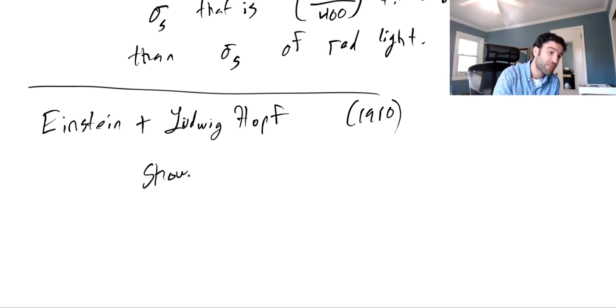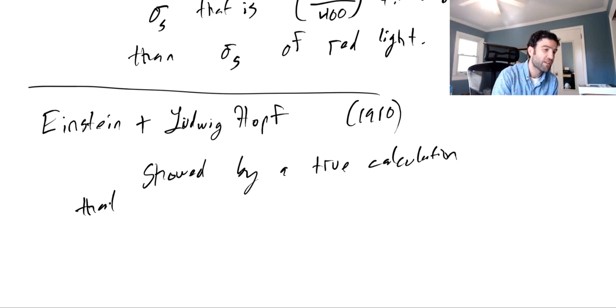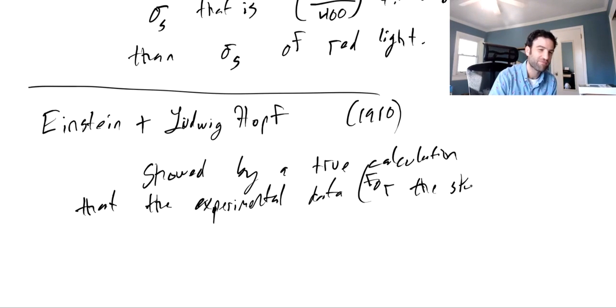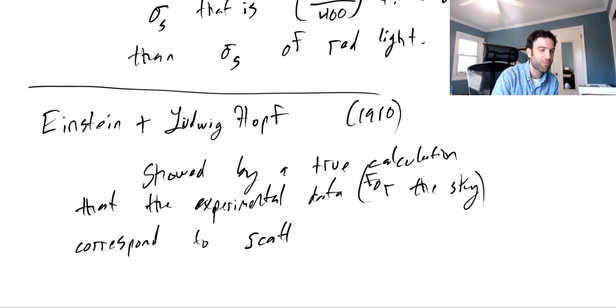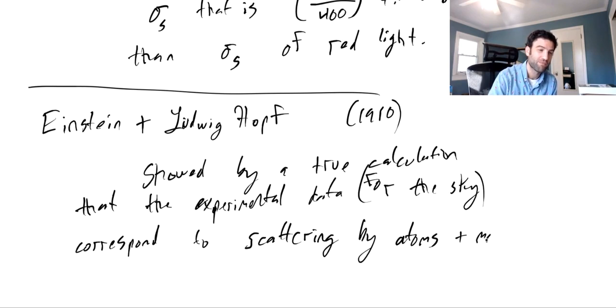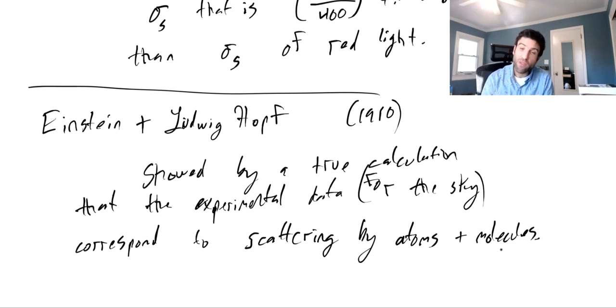And they showed by a true calculation that the experimental data that we could see in terms of what color the sky looks like it is, for instance, corresponded to scattering by not specks of dust, but scattering by atoms and molecules. Right. So the thing that's scattering light in the sky is light hitting a nitrogen atom, or light hitting O2 molecules, or things like this.